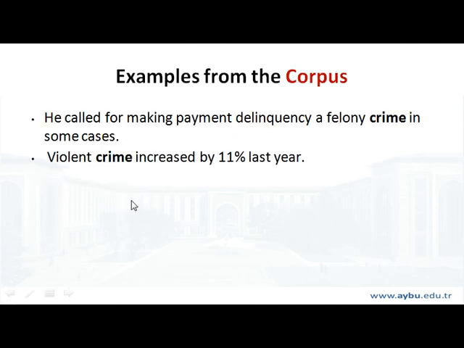And finally, if the examples are not enough, there are examples from the corpus. So what is a corpus? A corpus is a large collection of written or spoken language that is used for studying the language. There are other examples, I chose only two of them. "He called for making payment delinquency a felony crime in some cases." "Violent crime increased by 11% last year."